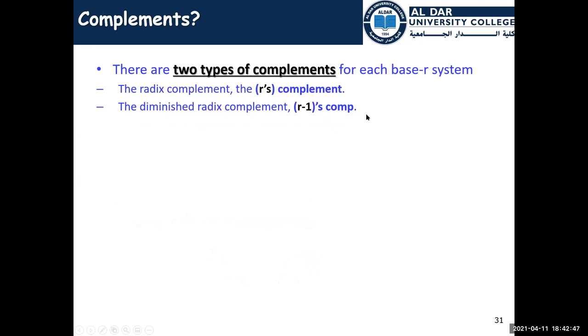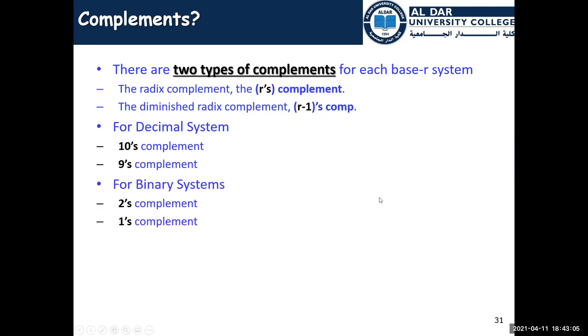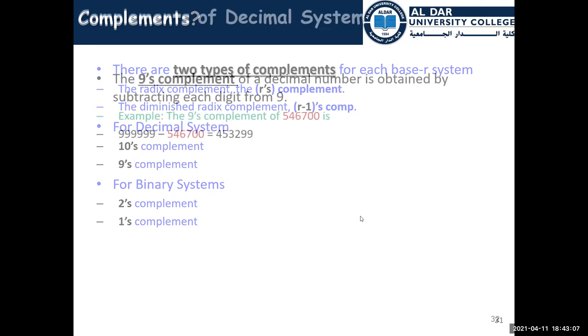Here there are two types of complements for each base R system: the radix complement, the R's complement, and the diminished radix complement, which is R minus 1's complement. So in decimal, we have 10's complement and 9's complement, and for binary, we have 2's complement and 1's complement.